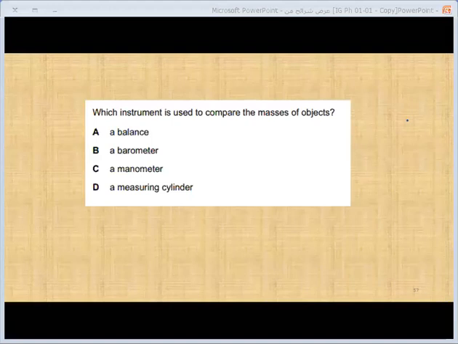Okay. Concentrate on the mass. The masses. The measuring cylinder, Muhammad, is used for what? For measuring what? Volume. It's used for measuring volume. It has nothing to do with the masses at all. Okay? So what measures masses? The balance. The balance.